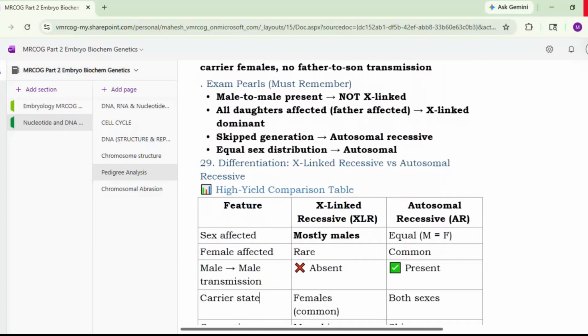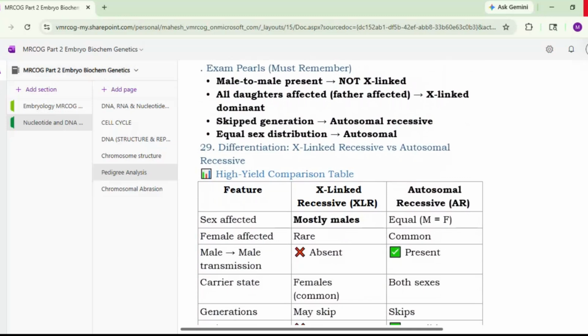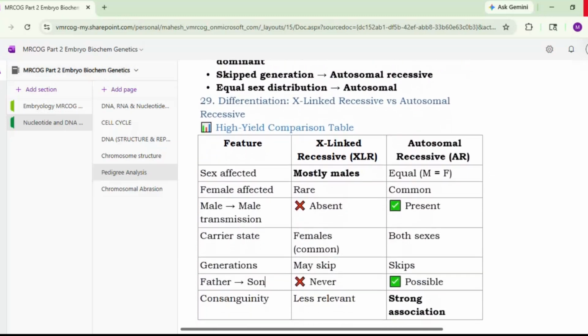Now, differentiation of X-linked recessive and autosomal recessive. How will you differentiate X-linked recessive from autosomal recessive? X-linked recessive is mainly seen in males, while there is equal affection in autosomal recessive disease. Females are rarely affected in X-linked recessive, while it is common in autosomal recessive. Male-to-male transmission is absent in X-linked, while it is present in autosomal recessive. Carrier females are common in X-linked, while both sexes are seen in autosomal recessive.